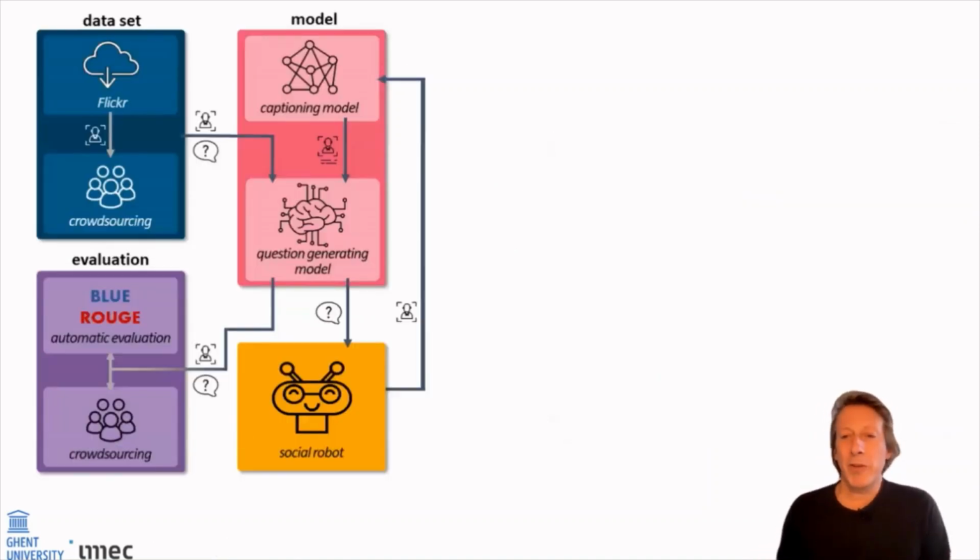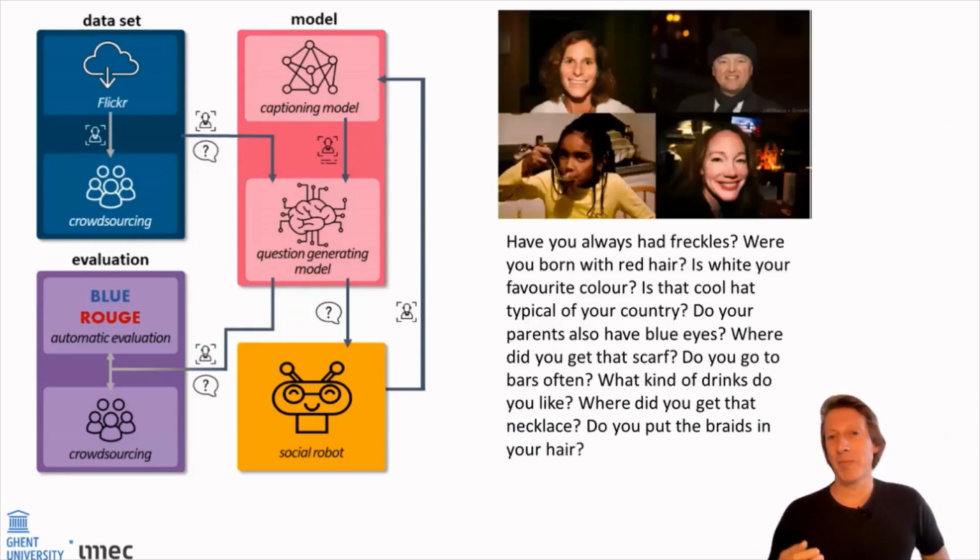The pipeline that we used first needed the data. And so what we did was we collected images of people looking into a camera. We went to Flickr for that, filtered Flickr, and chose about 4,000 images of people looking into the camera. And then we gave these images to crowd workers and asked people to give us 3 opening questions. Have you always had freckles? Were you born with red hair, etc., etc. Polite questions, we hope, that can lead to a friendly conversation.